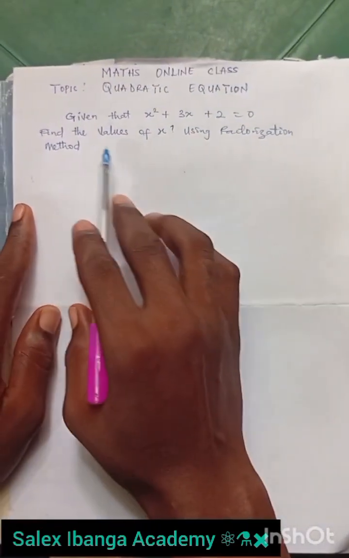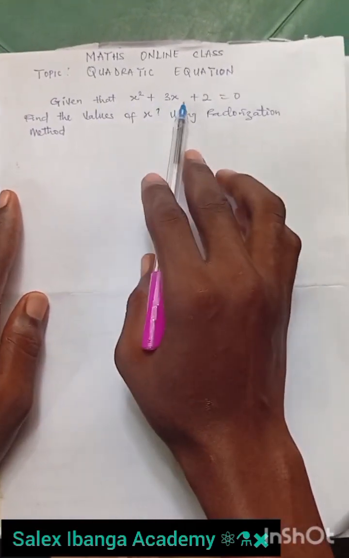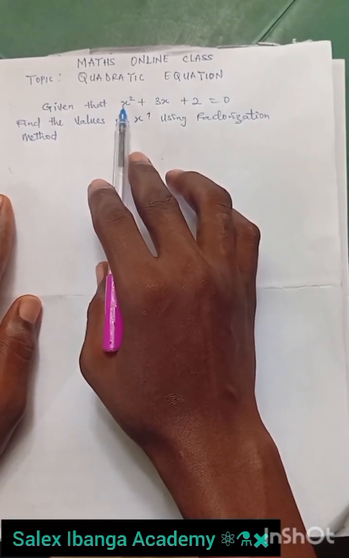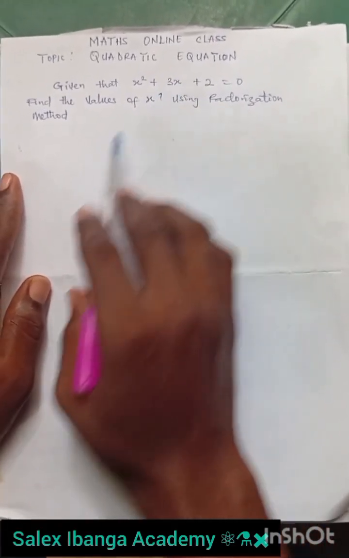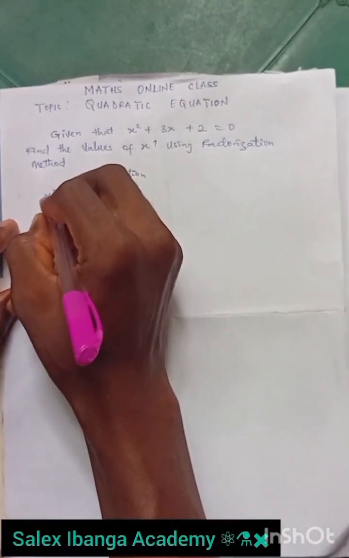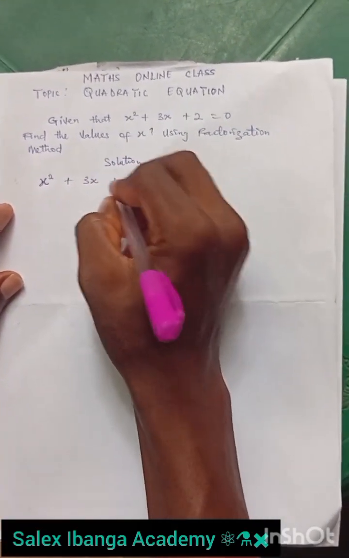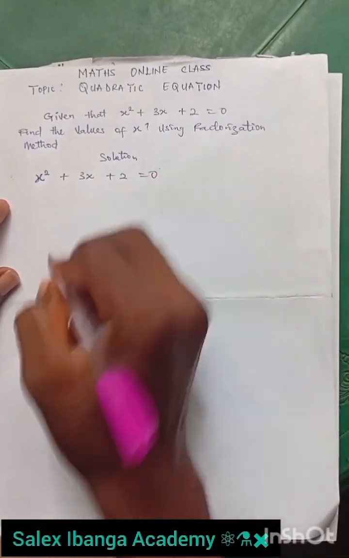So in this question, we are asked to find the value of x when we are done factorizing the x in each of these terms. First and foremost, we sort out the question. Let's take the question. Solution: x squared plus 3x plus 2 equals 0.